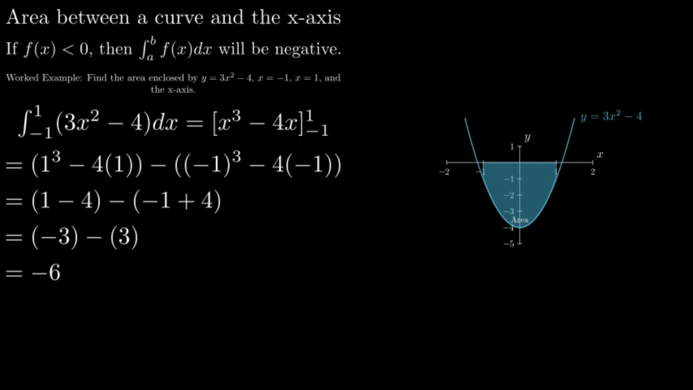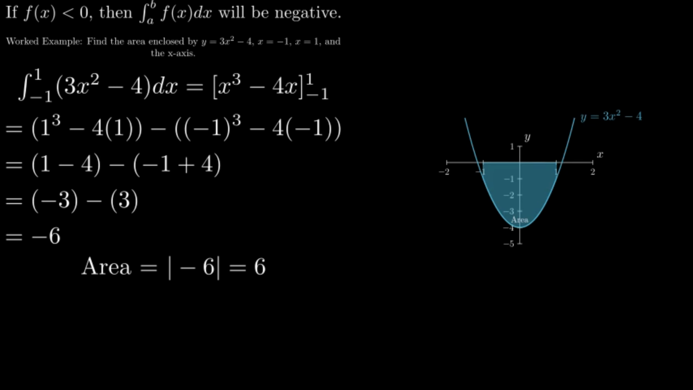As predicted, the integral is negative. But area, as a geometric concept, cannot be negative. So how do we find the area? To find the actual area, we take the absolute value, or modulus, of the integral's result. The area is the absolute value of minus 6, which is 6 square units.